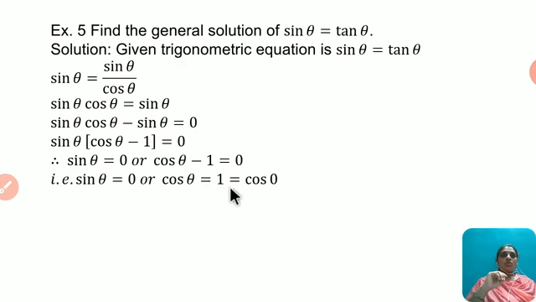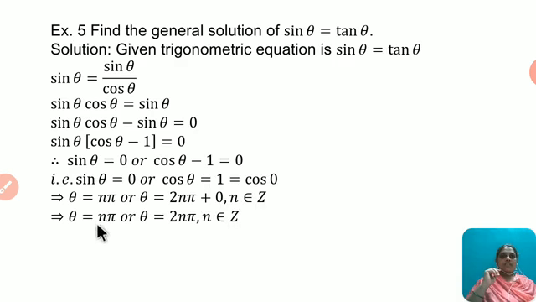And we know cos 0 is 1. So we get here cos theta is equal to cos 0. Now we know the general solution of sin theta is equal to 0 is n pi. And the general solution of cos theta is equal to cos alpha, it is 2n pi plus or minus alpha. Here obviously alpha is 0, that means the general solution of this term is 2n pi, and therefore this implies theta is equal to n pi or theta is equal to 2n pi plus 0 and n belongs to Z. That is, or this implies theta is equal to n pi or theta is equal to 2n pi and n belongs to Z.